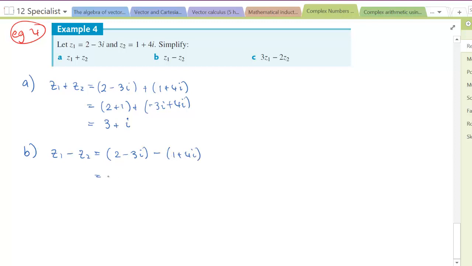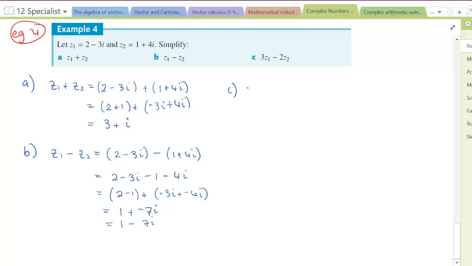And so if we expand this out, that second bracket with a negative, we have 2 take 3i, subtract 1, subtract 4i. And when we combine the real with real and imaginary with imaginary, we get 2 subtract 1 and negative 3i plus negative 4i. And so we have 1 and negative 7i, or you could just write that as 1 subtract 7i.